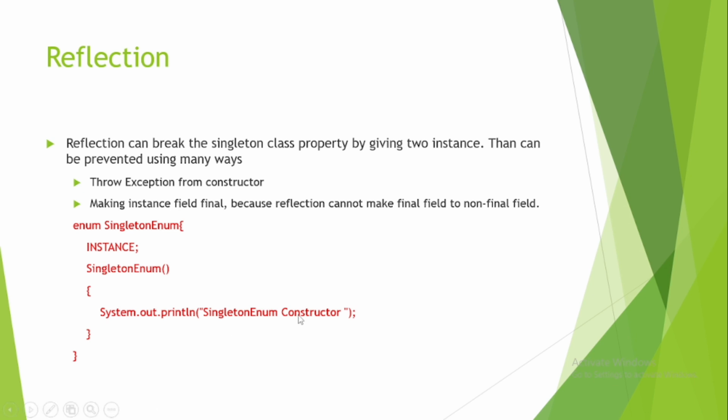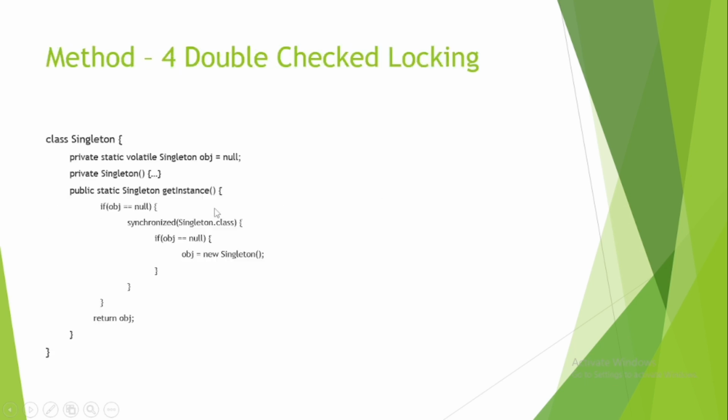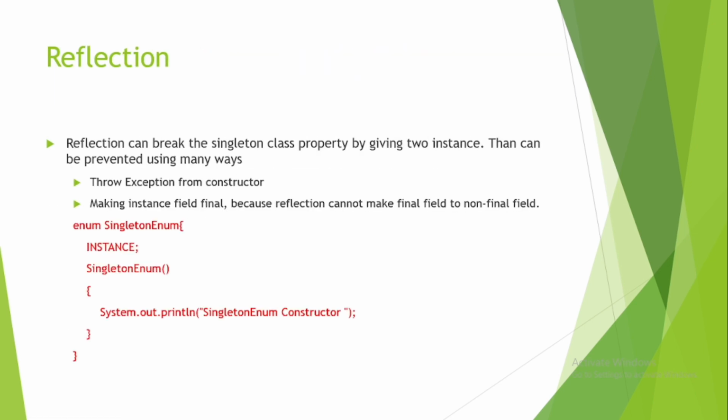You can throw the exception from the constructor, or make the instance field final. Which instance field? This private static volatile one. So you can make this private static final volatile singleton object equal to null. If you make a field final, reflection cannot make the final field non-final. So by making the instance field final, you can maintain the singleton property and save from reflection.